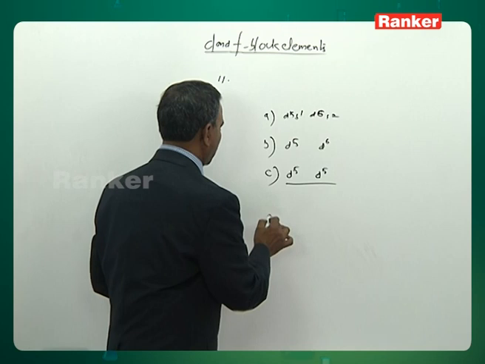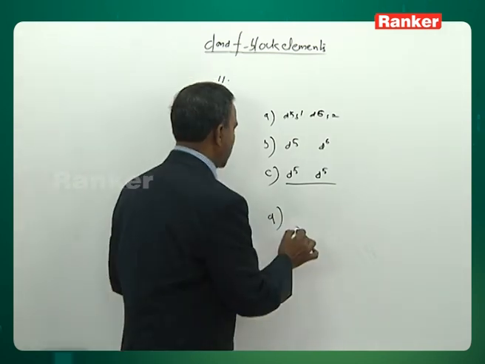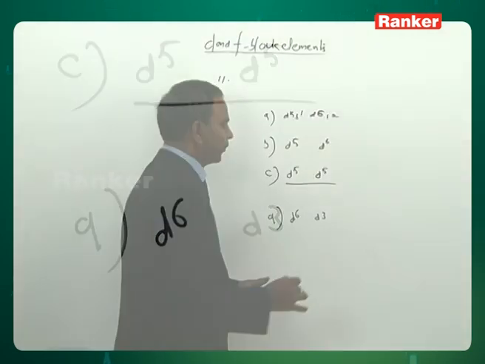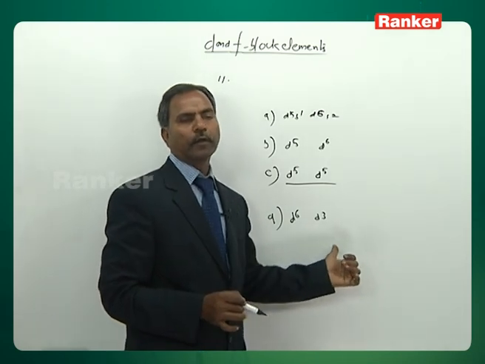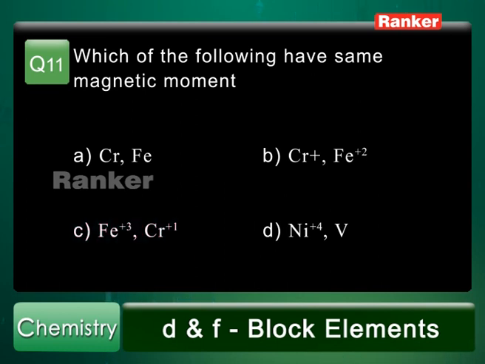Now let me show why not option D. Nickel plus 4 is D6, and vanadium is D3. One carries 4 unpaired electrons and the other carries 3 unpaired. Therefore, this is not our answer. So option C is the correct answer for the 11th question.